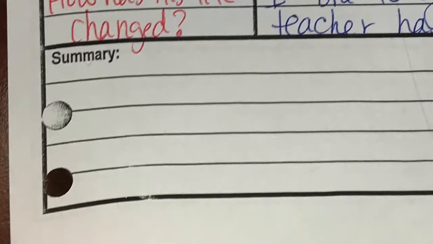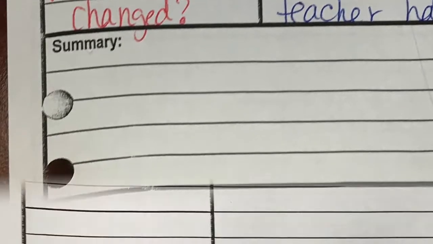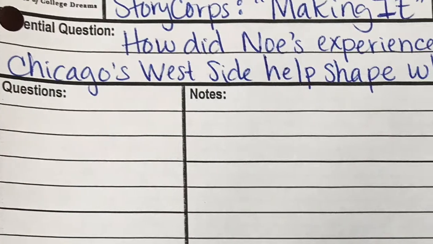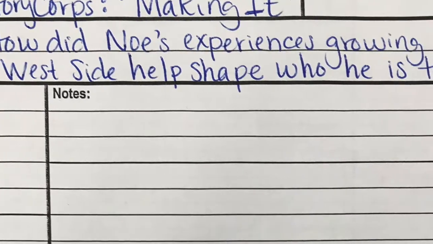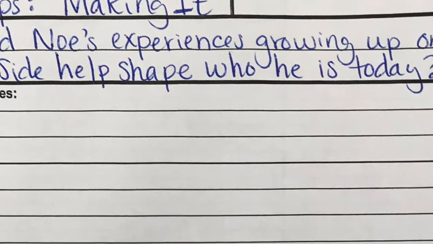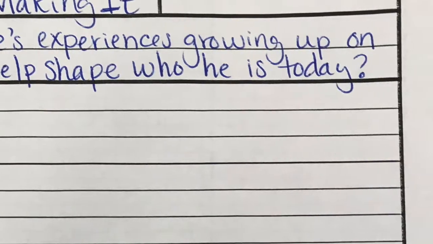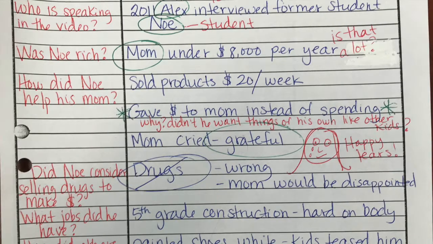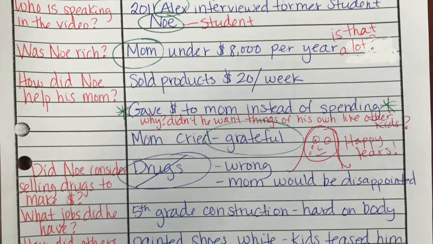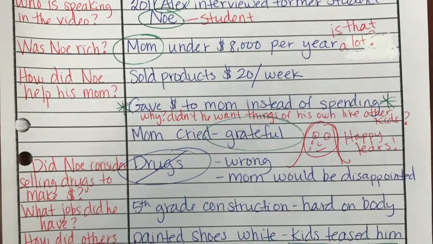So in order to understand the note-taking objective, we've got to go back to that essential question at the top. As we write our summary at the bottom of your page, we will be addressing this question. How did Noe's experiences growing up on Chicago's West Side help shape who he is today? Let's take a look back over our notes and try and think about that essential question.